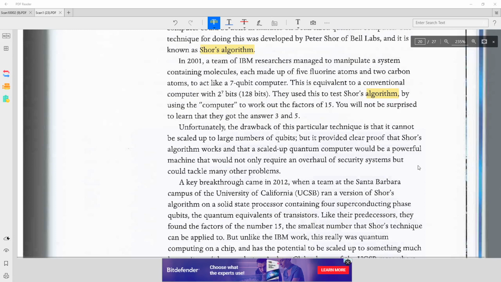Unfortunately, the drawback of this particular technique is that it cannot be scaled up to large numbers of qubits. But it provided clear proof that Shor's algorithm works and that a scaled-up quantum computer would be a powerful machine that would not only require an overhaul of security systems, but could tackle many other problems.